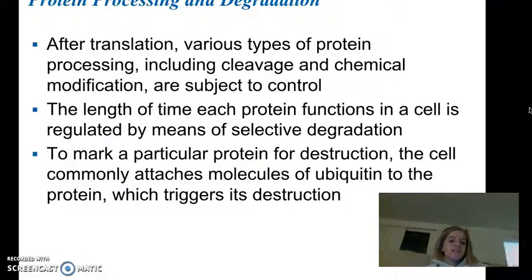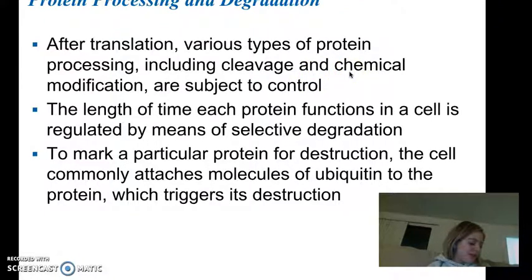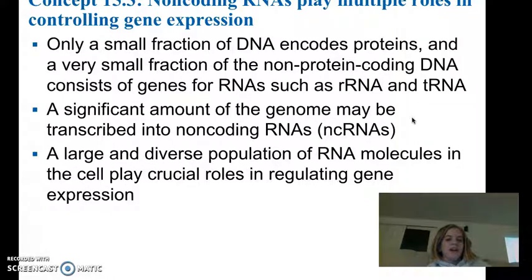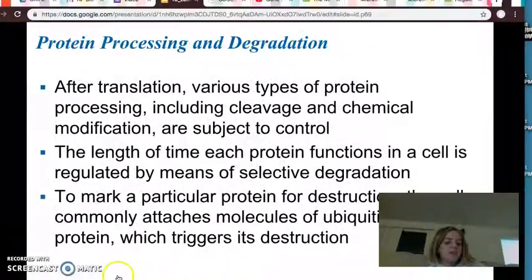So certain things can happen. They could be cleaved, they could receive different chemical modifications, and also they might actually be marked for degradation. So if the protein has been in the cell for too long, it can get a tag on it that's going to tell it now it's time to be destroyed. So those are just some of the ways that we can modify genes in the eukaryotic cell.